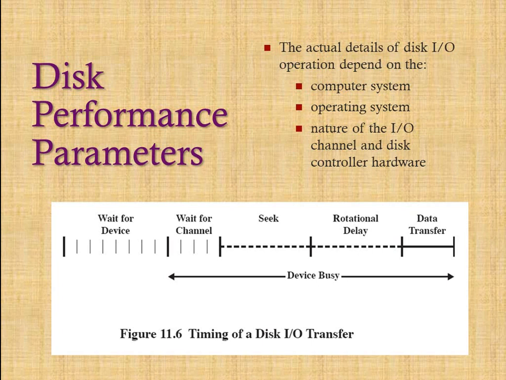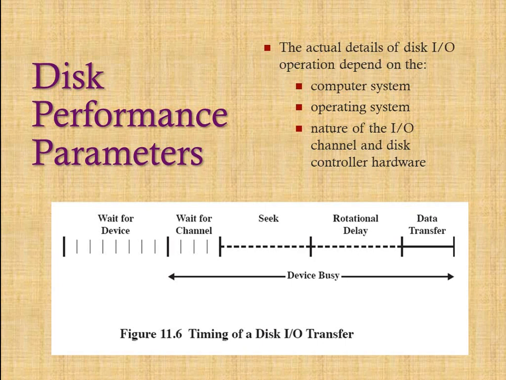Now once the track is selected, the disk controller waits until the appropriate sector rotates to line up with the head. The time that it takes for the beginning of the sector to reach the head is known as the rotational delay. So again, what is rotational delay? Rotational delay is the time it takes for the beginning of the sector to reach the head. We call it a rotational delay, or you can also say it as the rotational latency.